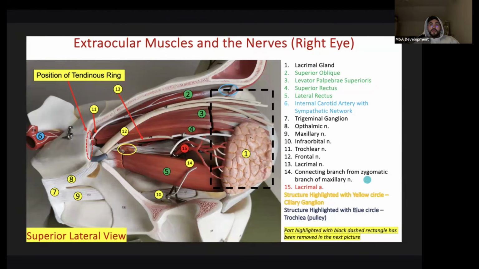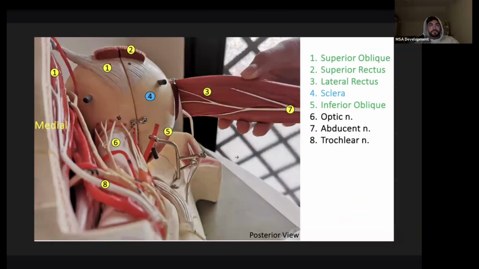So here, this is just a plastic model of all the muscles that we've mentioned. This is your superior oblique right here. This is the levator palpebrae superioris, helps in elevating the upper eyelid. Here, this is your superior rectus. And this is going to be your lateral rectus. This is going to be the lacrimal gland as well. All right, very high yield.